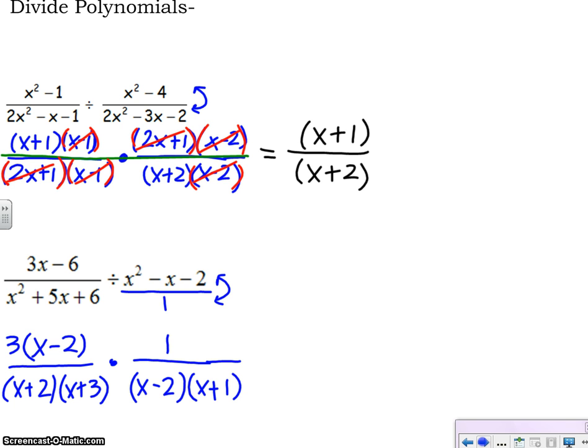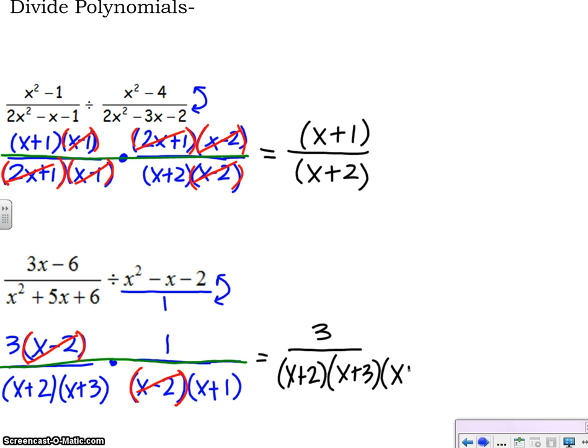Cross off our common factors, divide them out. So we're reducing out x minus 2. We're left with 3 in our numerator. X plus 2 times x plus 3 times x plus 1. And there's our answer.